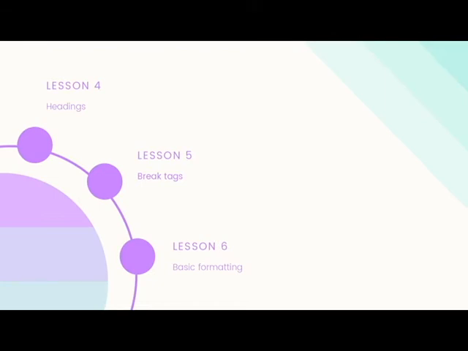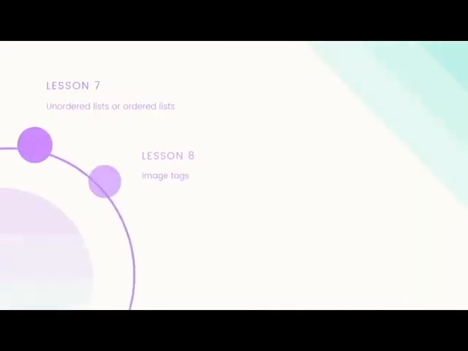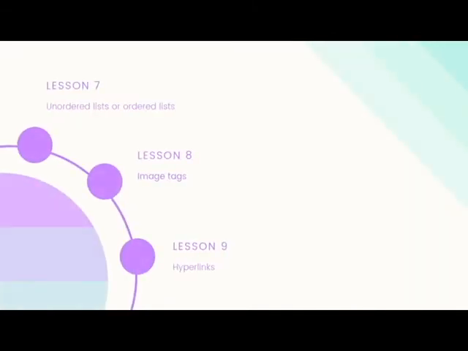In lesson number 6, we're going to talk about basic formatting: underlining, bolding, italicizing, and things like that you are going to run into. In lesson number 7, we're going to talk about lists, unordered lists or ordered lists. How do you create these types of lists? This is something that you're going to want to do. In lesson number 8, we're going to talk about image tags and how to make them SEO friendly. Of course, in lesson number 9, we're going to talk about hyperlinks, not just how to create a hyperlink, but how to make it so when somebody clicks on it, it opens up in a new window.